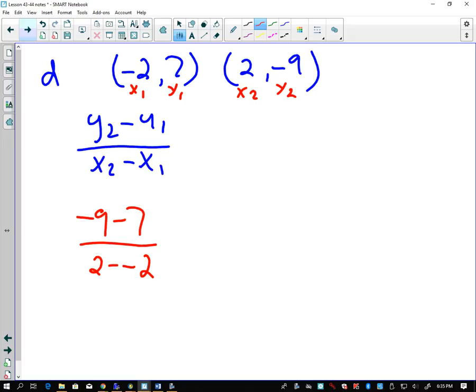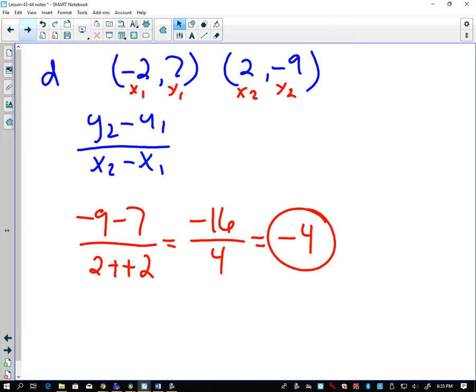Be careful of your negatives here. Okay, -9 minus 7 is -16. And 2 plus 2 is 4. -16 divided by 4 is -4. All right.